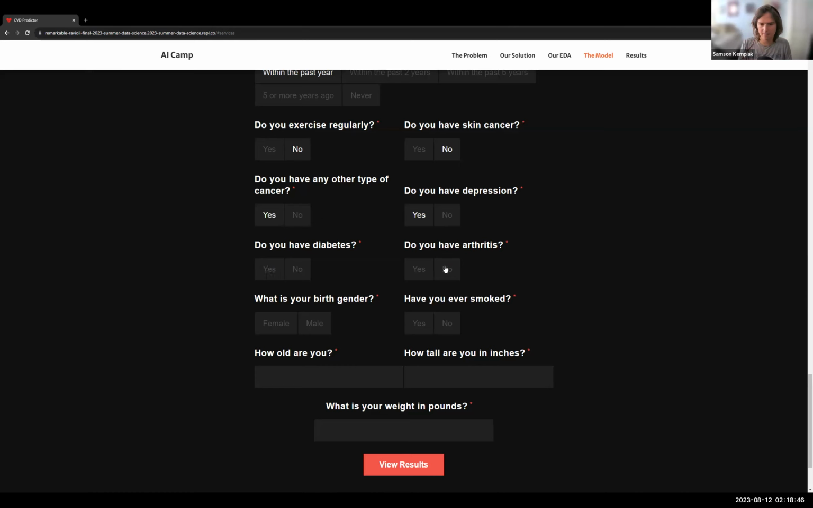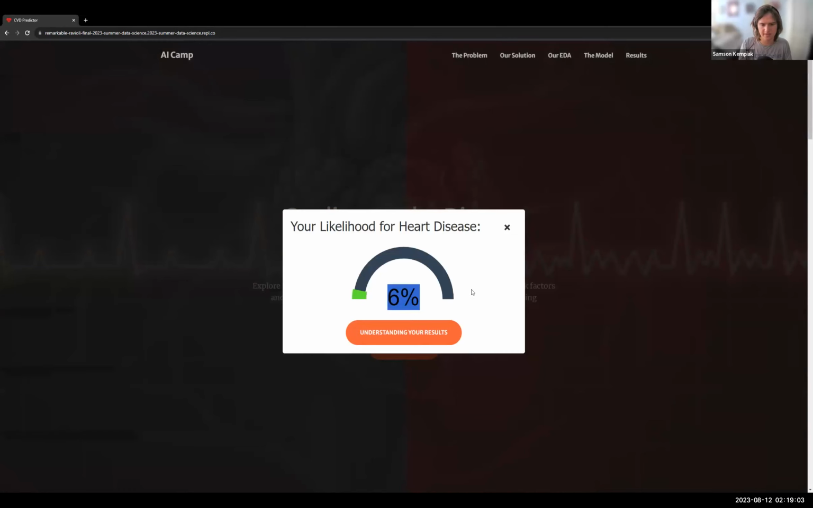diabetes, but they haven't had arthritis in their life. A female who has not smoked, that's pretty young, so like 32 years old, 70 inches, maybe like 180 pounds. And we see the result, and we see it's only 6%, which we expect because that's pretty low.